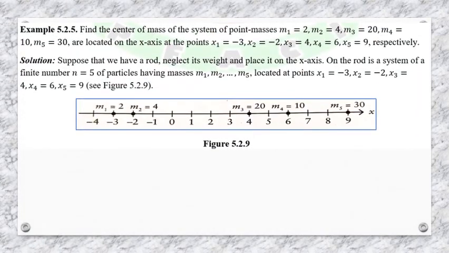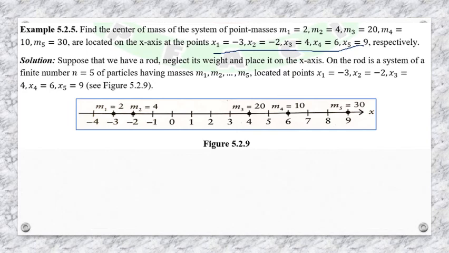For example 5.5. Find the center of mass of the system of point masses. M sub 1 equals 2, M sub 2 is 4, M sub 3 equals 20, M sub 4 equals 10, and M sub 5 is 30, are located in the x-axis at the points, okay, given siya, respectively. Ibig sabihin, M sub 1 is located at x sub 1 equals negative 3, M sub 2 naman is located at x sub 2 equals negative 2, and then M sub 3 is located at x sub 3 equals 4. M sub 4 is located at x sub 4 equals 6, and then M sub 5 is located at x sub 5 equals 9.